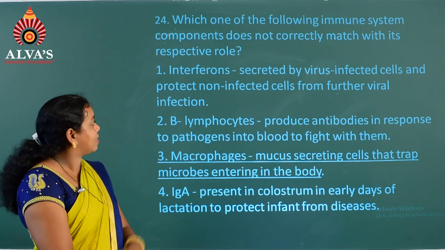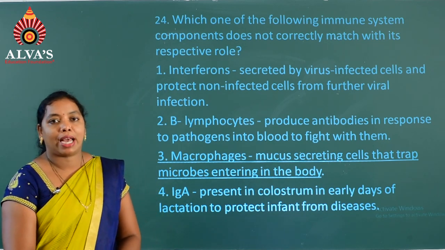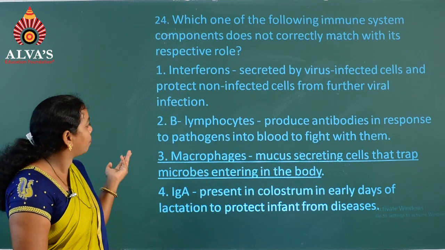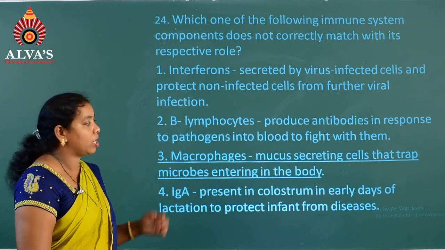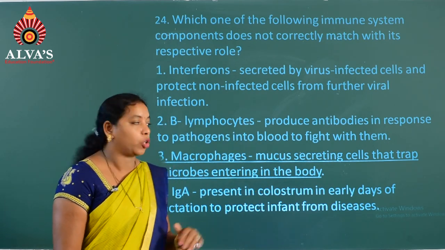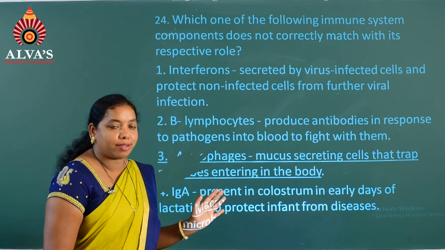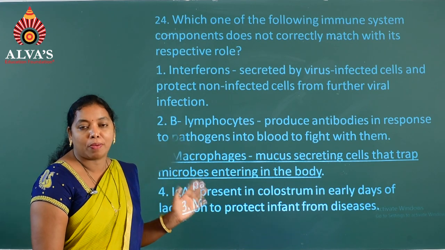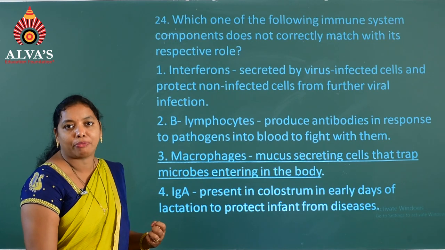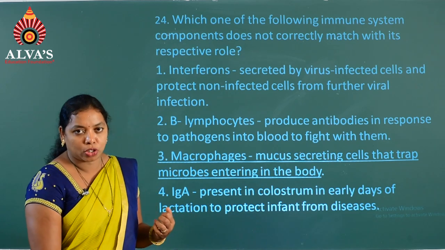The first one we will consider, interferon, that correctly matches because it is secreted from the viral infected cell to protect other normal cells, hence the first one is true. Second one, B lymphocyte. This B lymphocyte produces immune response by the production of antibodies, that is why it is true. Third one, macrophages. Macrophages, if you consider the tissue macrophages, play a very important role in the phagocytic function, that is engulfing the foreign agents as well as the disease causing agents.